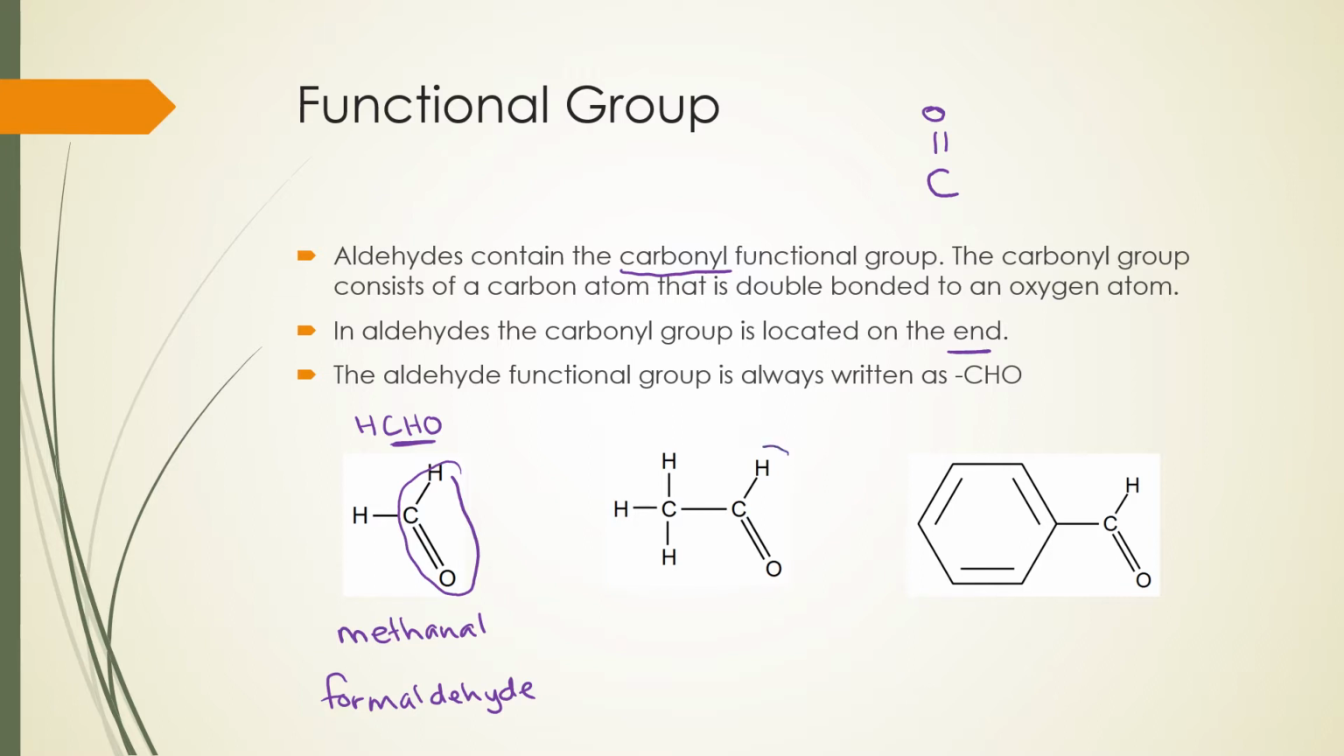In this, the second member of the homologous series, there's the aldehyde group, and there are 2 carbons, so this becomes ethanal, commonly known as acetaldehyde. And this is what gives you a headache if you have a hangover. This one here, you can see the CHO group as well, and this is called benzaldehyde.